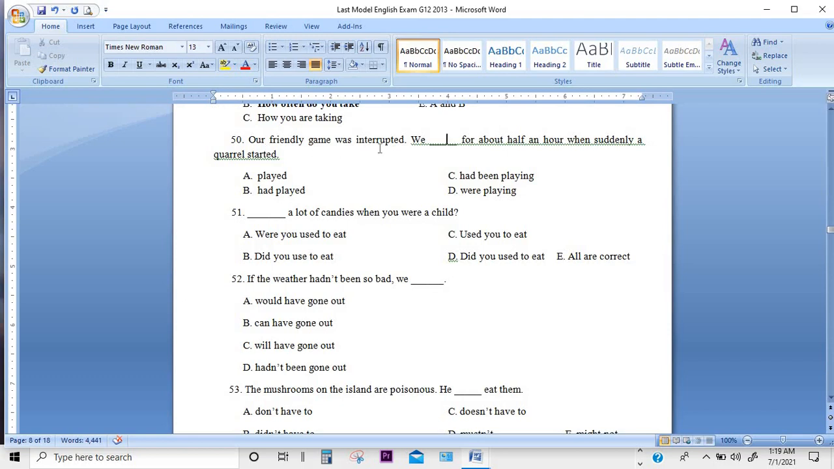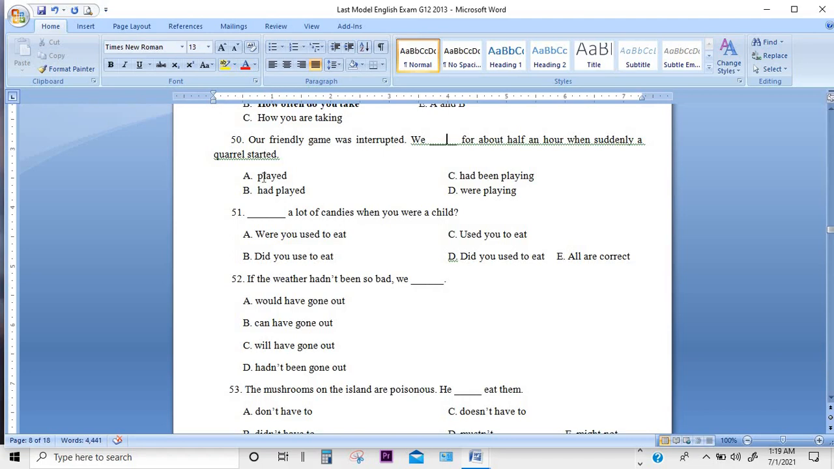Our friendly game was interrupted. We dashed for about half an hour when suddenly a quarrel started. So because there is an interruption, if one long action is interrupted by a short action, the long action should be in past continuous tense, not past perfect continuous tense, because it's a sudden interruption. Our friendly game was interrupted because we were playing for about half an hour, and suddenly a quarrel started.